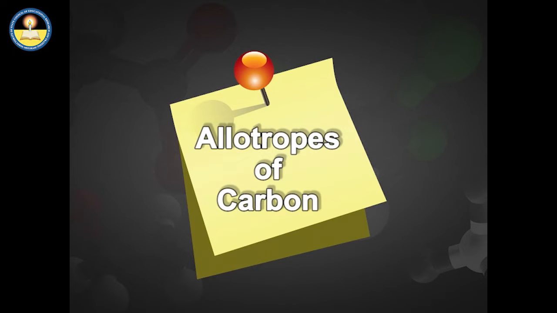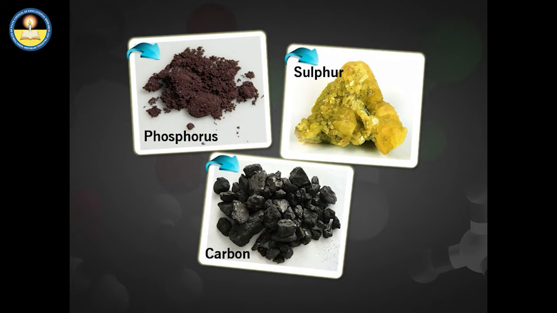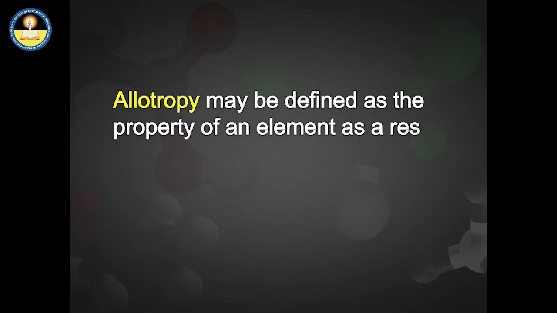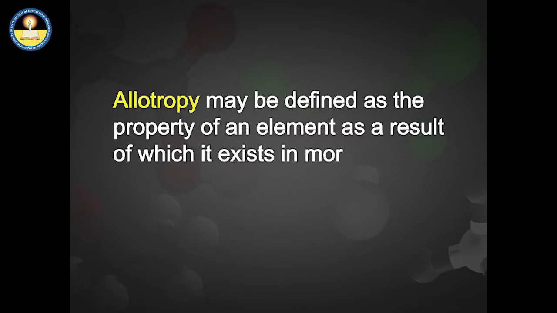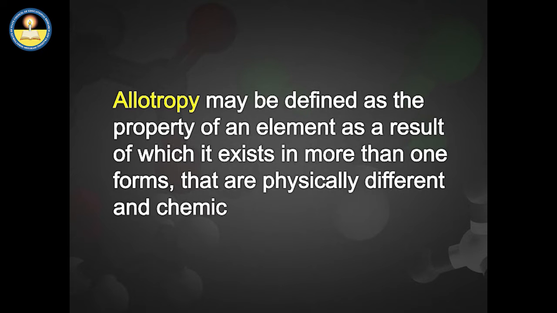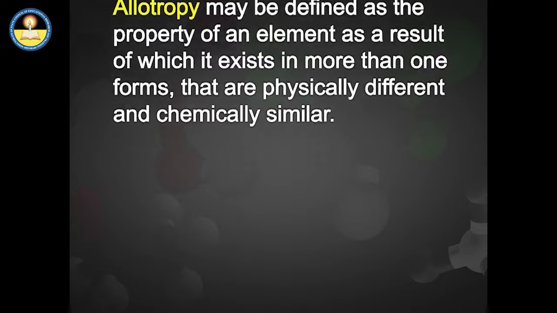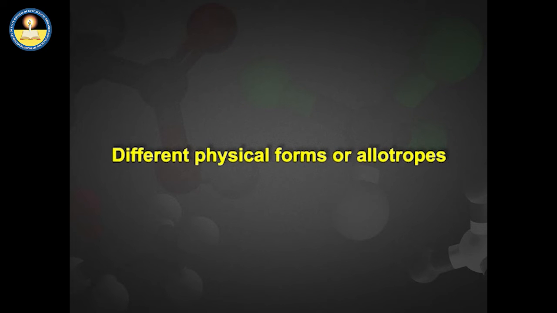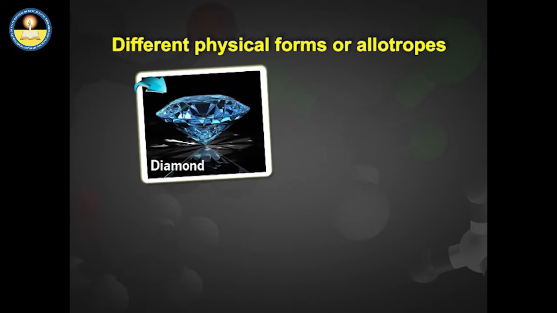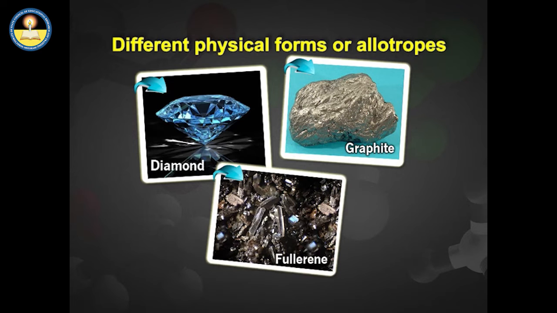Allotropes of carbon. Some elements can exist in different physical forms. Allotropy may be defined as the property of an element as a result of which it exists in more than one form that are physically different and chemically similar. Some elements which can exist in different physical forms or allotropes are diamond, graphite, fullerene.